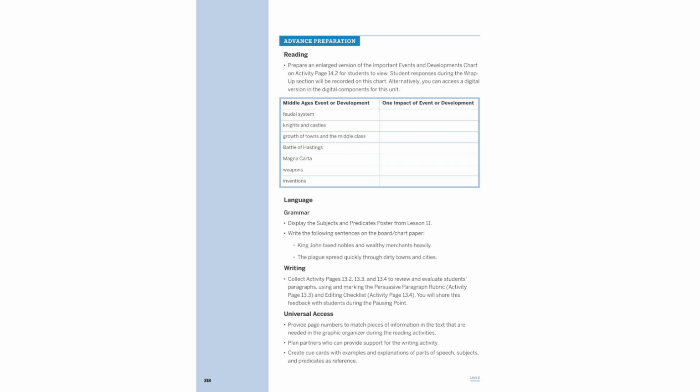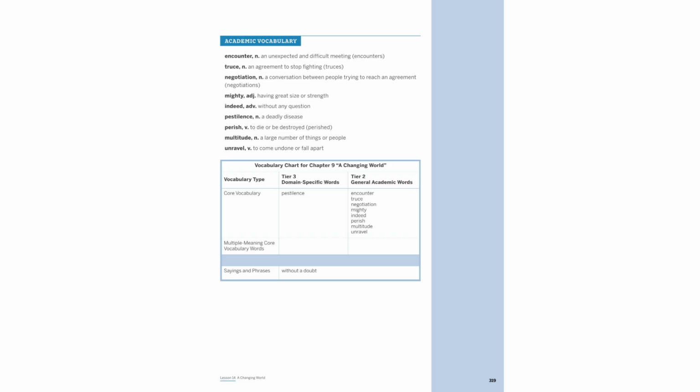The Middle Ages saw significant developments like the feudal system, knights, and castles, which shaped societal structures. The Battle of Hastings and the Magna Carta were pivotal events influencing governance. Technological advancements in weapons and inventions also played crucial roles. Understanding these impacts helps us grasp the era's complexity and its influence on modern society.